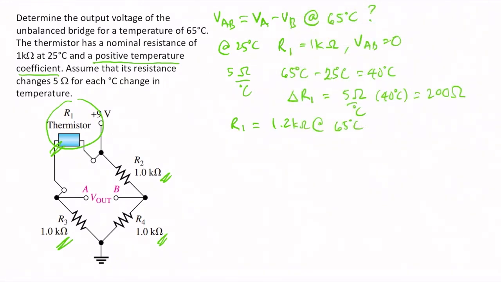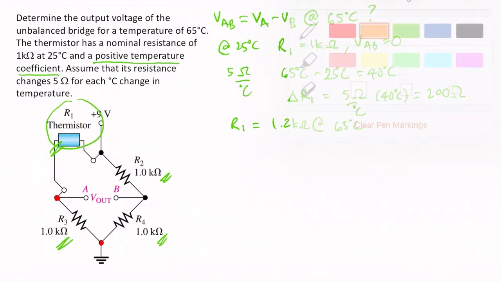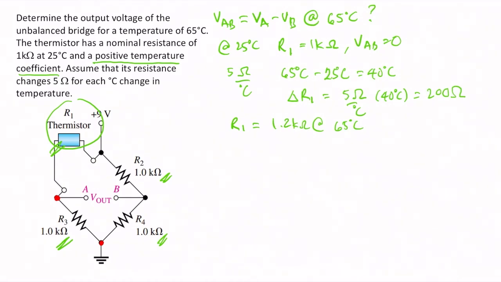Now we can solve for VAB. Okay, but first we need to know what VA is and what VB is. VA is the voltage at this point relative to the ground, and VB is the voltage at this point relative to ground.